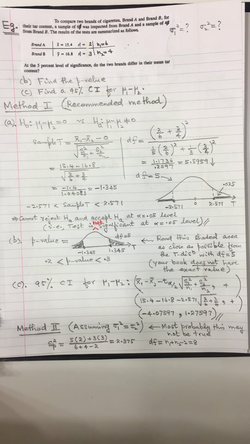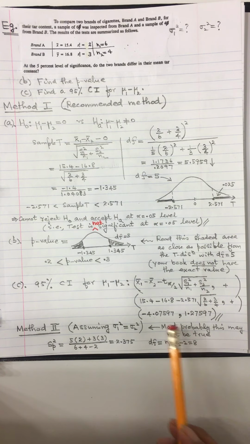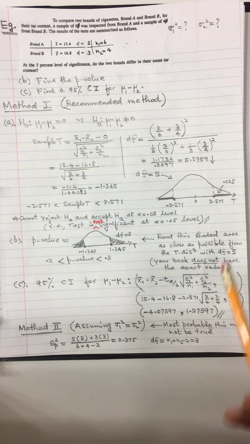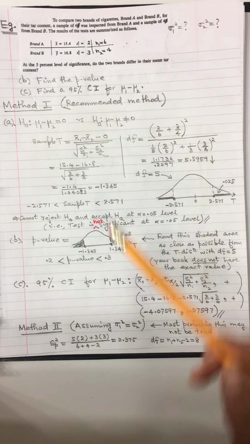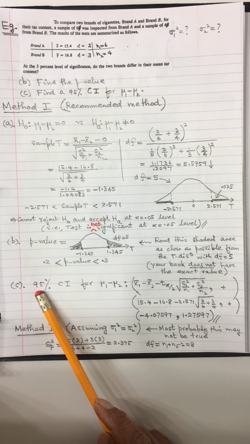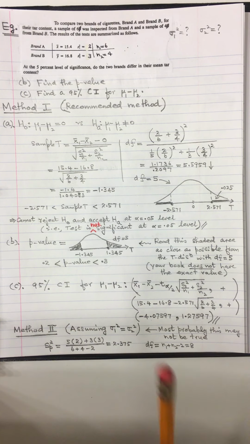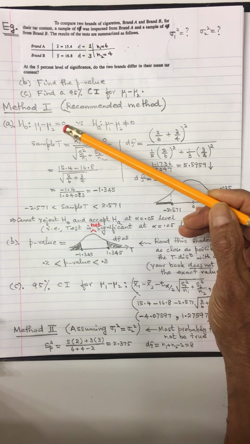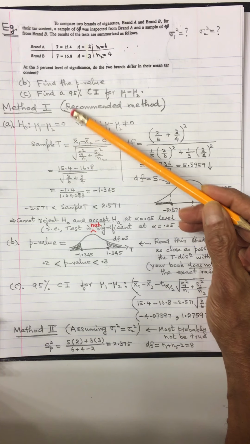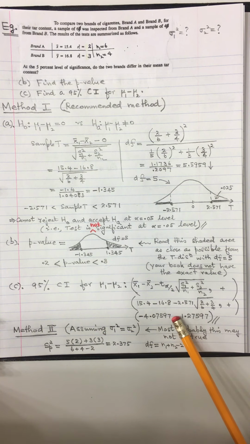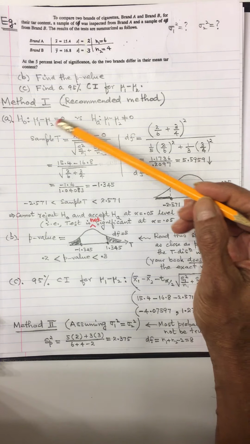Actually, part A you could have done even using this, because this is a two-tailed test, and this is a 95% confidence interval. You are trying to see whether the null hypothesis value 0, the difference, is within that interval. If it is within that, you cannot reject H naught.